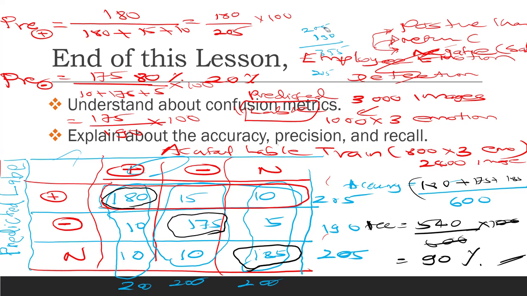Similarly, I can calculate the precision of the neutral class. Precision of the neutral class: you need to get the sum of all the values in the third row, 10 plus 10 plus 185, and 185 is the correct one. Then multiplied by 100. So it means 185 over 205 multiplied by 100 is the precision of the neutral class. That is how we calculate precision. Precision is related to predictions: among the total predictions of a particular class, how many are correctly predicted? That ratio is precision.